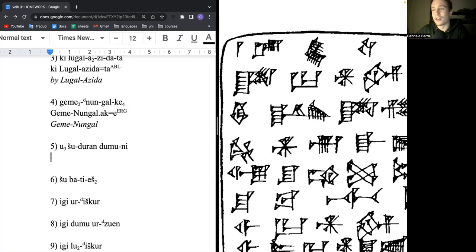However, we know that this text was probably written by a native Akkadian speaker. We have clear Semitic influence, so this is post-Sargonic, let's just put it at that, because U3 would be the standard conjunction in Akkadian. It just means and, and it gets borrowed into Sumerian after the conquest by Sargon.